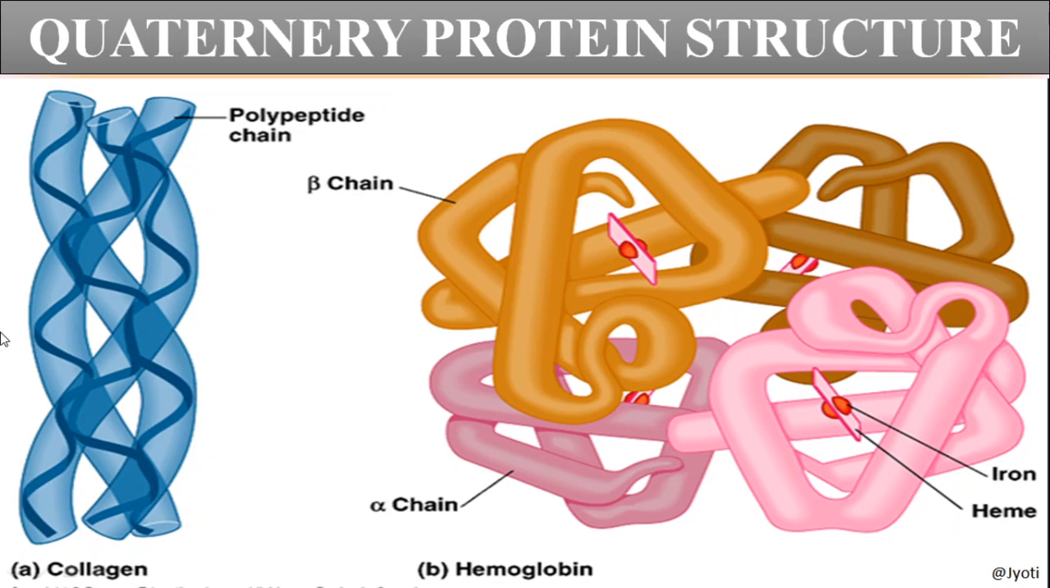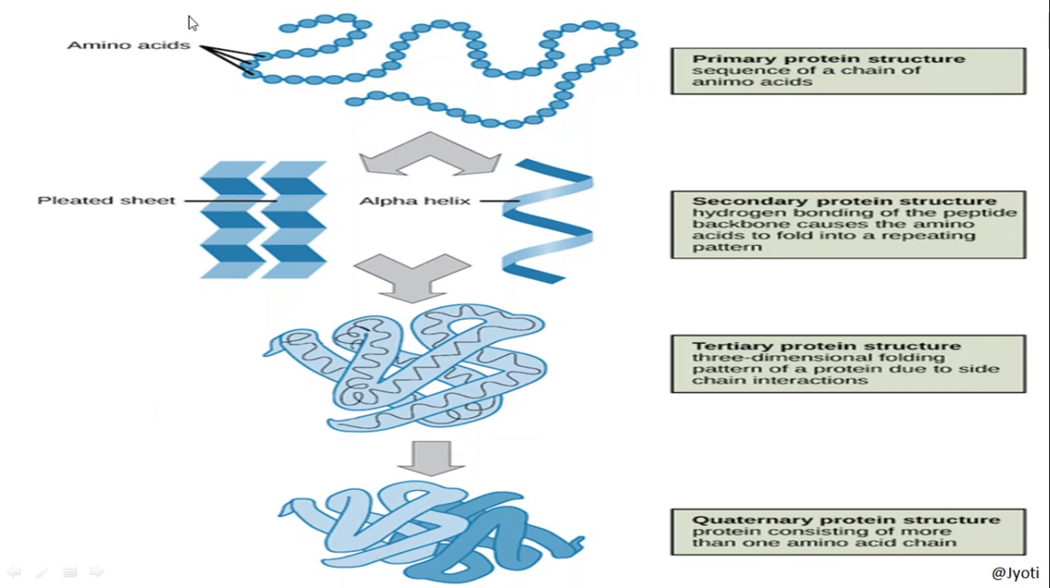But when you compare it with collagen, collagen may show secondary structure as well as quaternary structure. In secondary structure, they lie side by side and form the pleated structure. But in quaternary structure, the 3 polypeptide chains are joined in this way and form a quaternary structure of the protein. So here again I have given the comparison of all the 4 types of proteins.